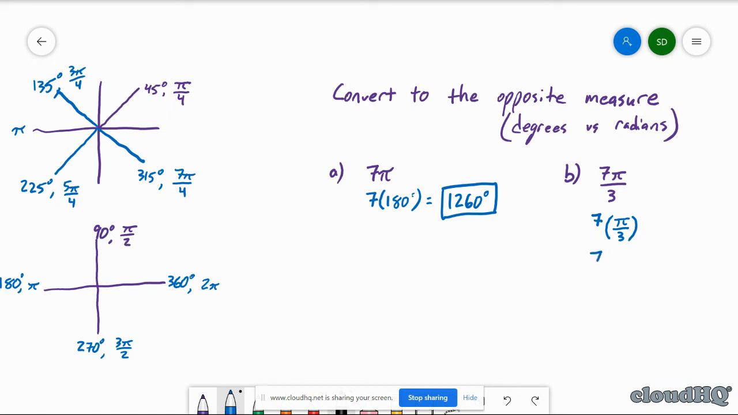How many degrees? 60, because pi is really 180. So 180 divided by 3 is 60. So it's really 7 times 60. What's 6 times 7? 42, so this would be 420 degrees.